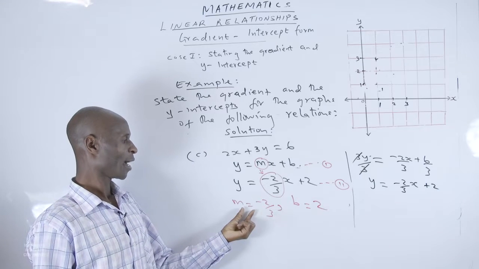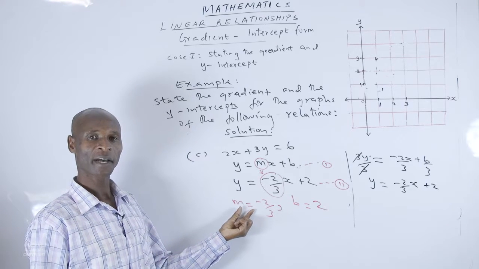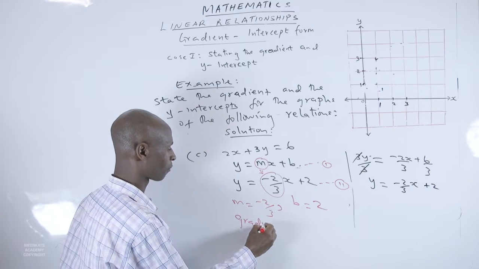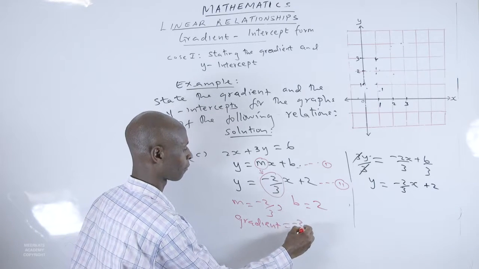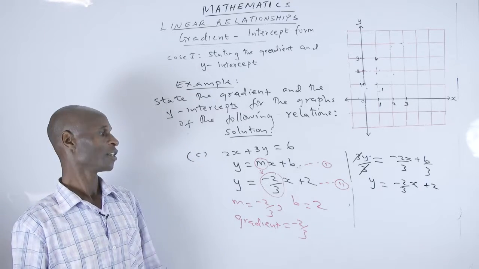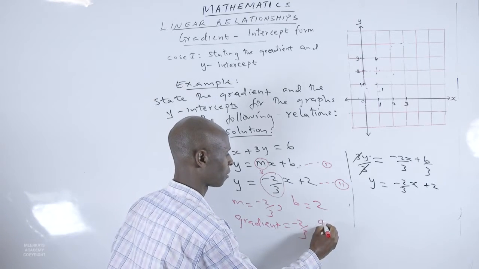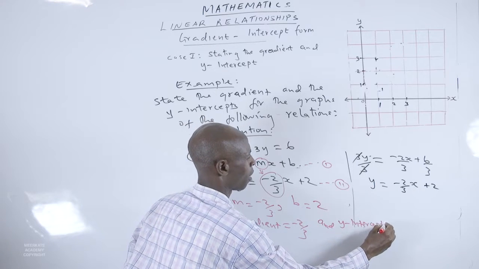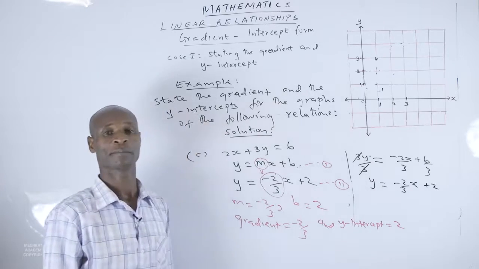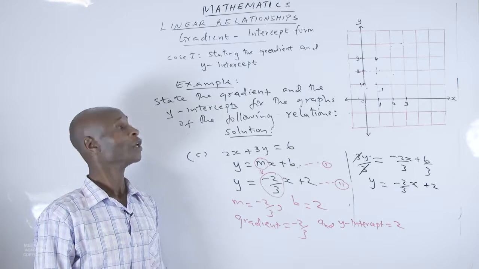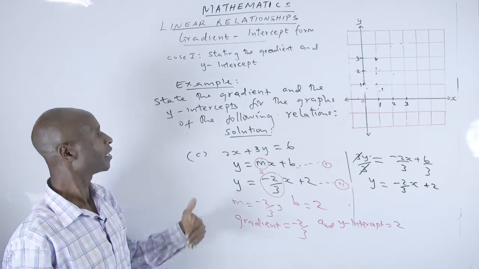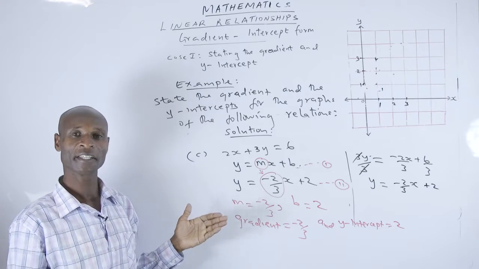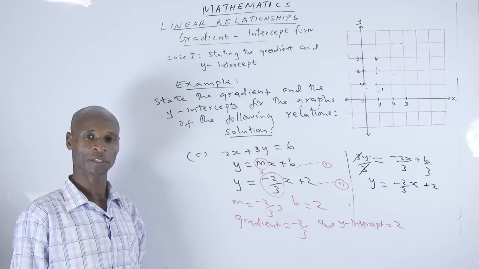Therefore, we can read off the values of the gradient as negative 2 over 3 and the y-intercept as positive 2. So that is how we can state the gradient and y-intercept using the gradient-intercept form of the equation of a straight line.